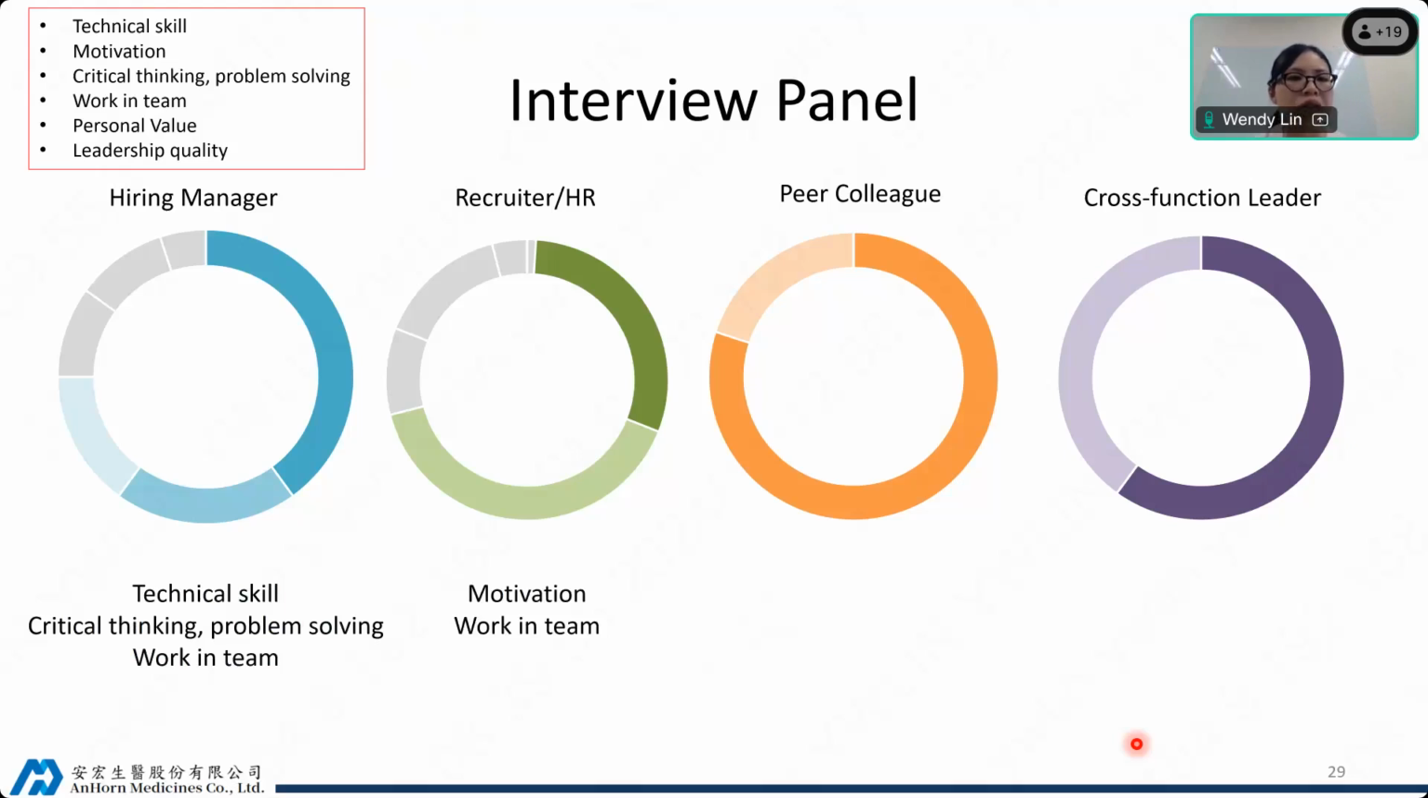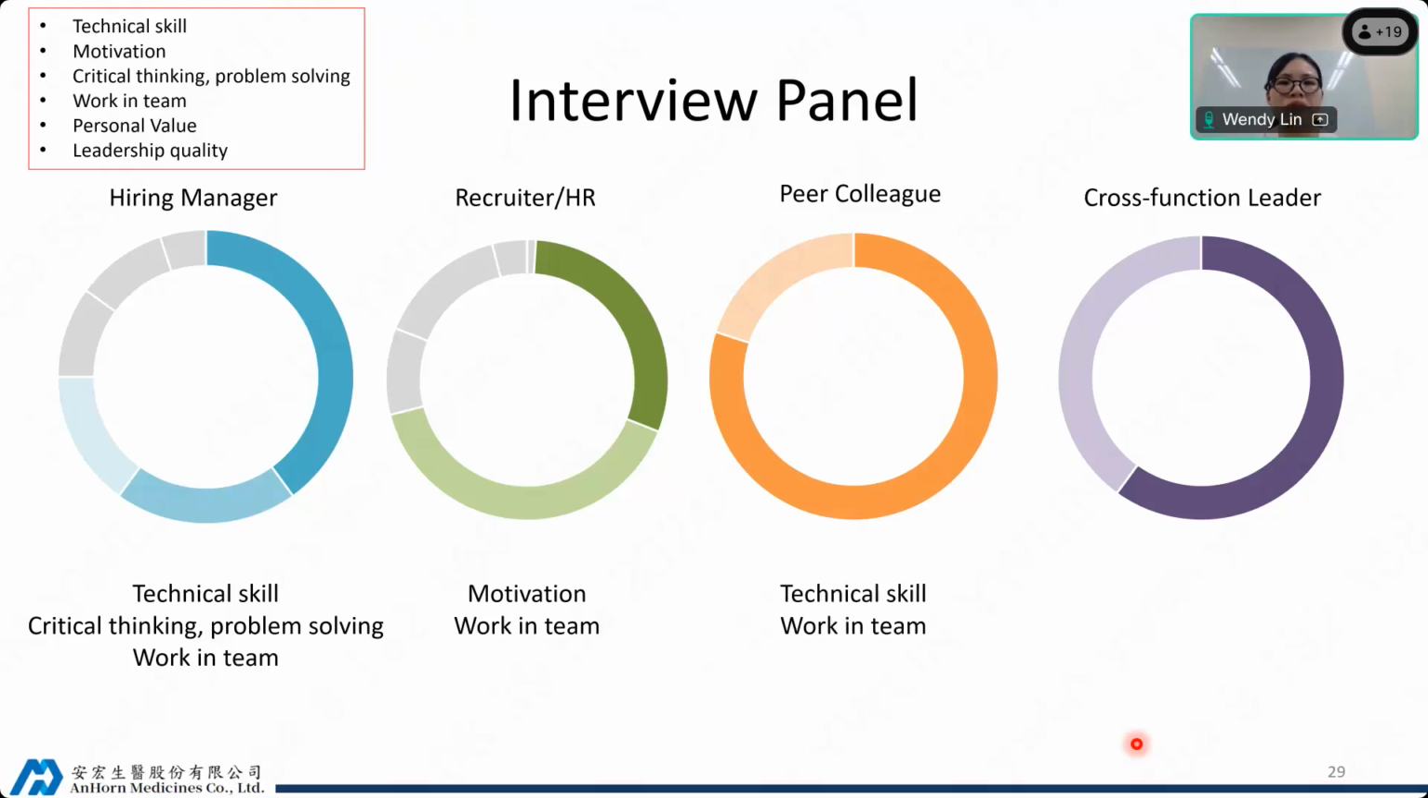Then from the recruiter perspective, we will learn more about your motivation, your teamwork, and also your potential leadership skill. I don't put the leadership skill in this section because it will depend on the position. For the freshman, probably the leadership skill is not a mandatory requirement, but for a higher level position, it will be a major portion to evaluate.